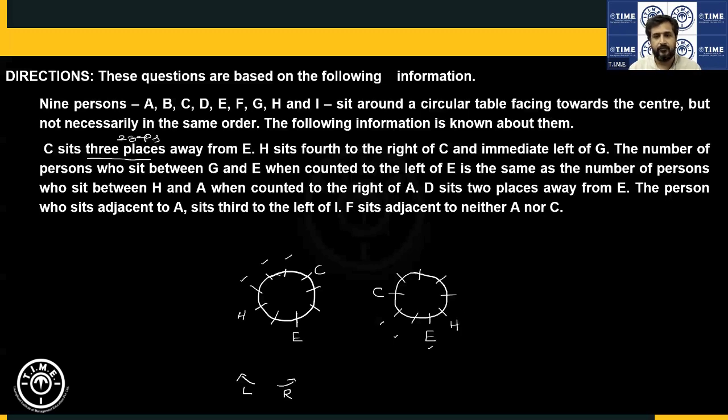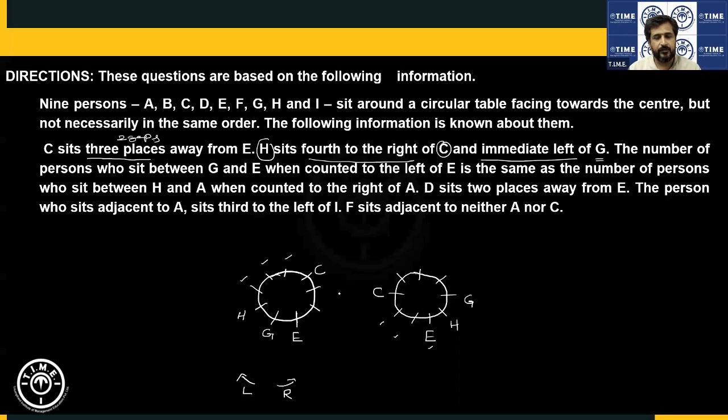H sits 4th to the right of C and immediate left of G. So H sits immediate left of G. C sits 3 places away from E, and H sits 4th to the right of C and immediate left of G. So H is 4th to the right of C and immediate left of G.